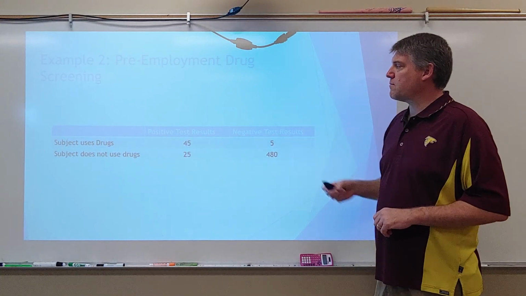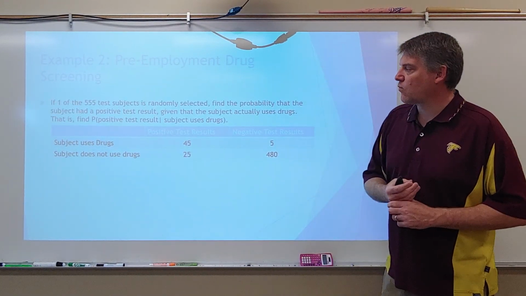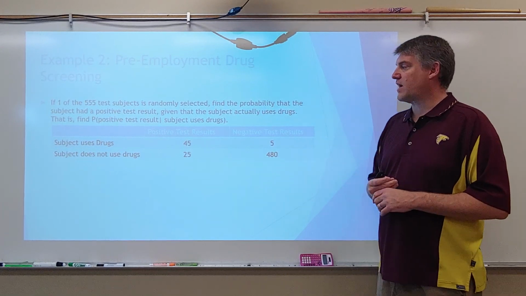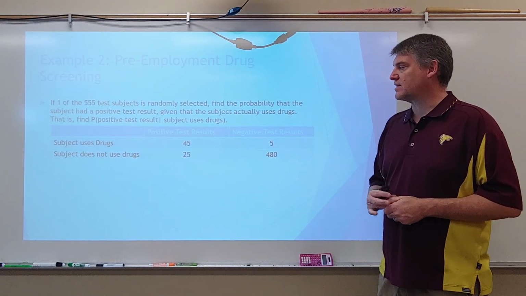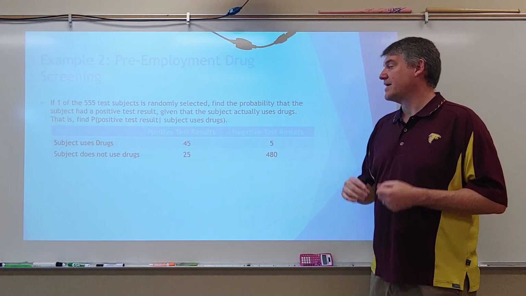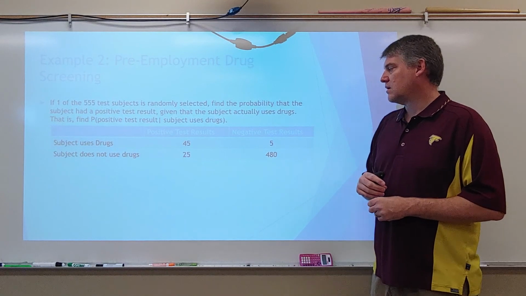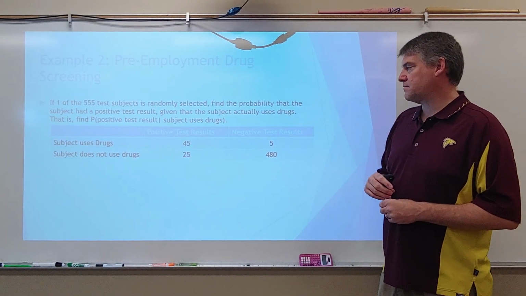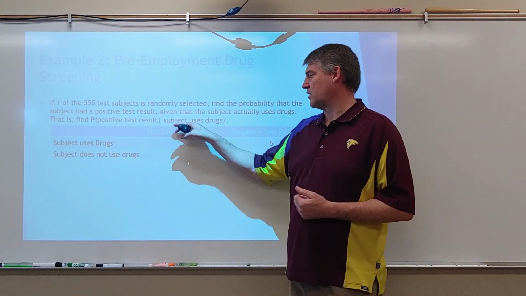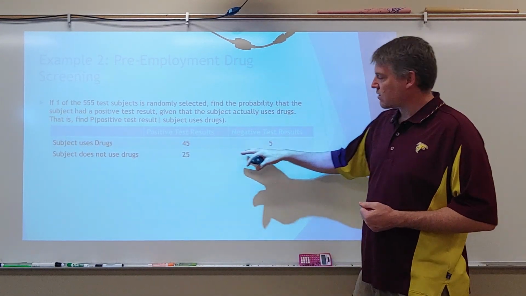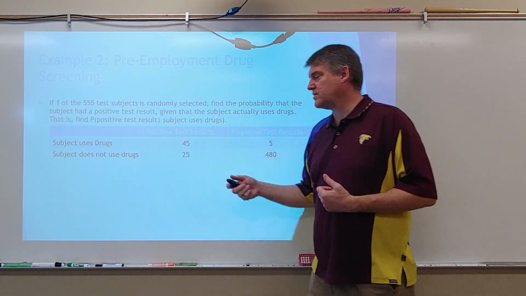Okay, so pre-employment drug screening. If one of the 555 test subjects is randomly selected, find the probability that the subject had a positive test given that the subject actually uses drugs. That is, find P of a positive test result given the subject uses drugs. So there are two ways to do this.